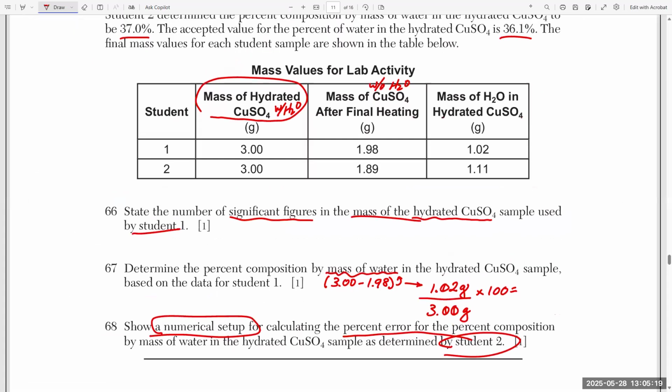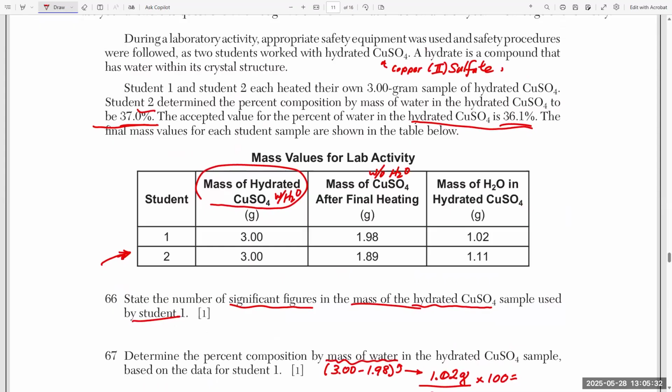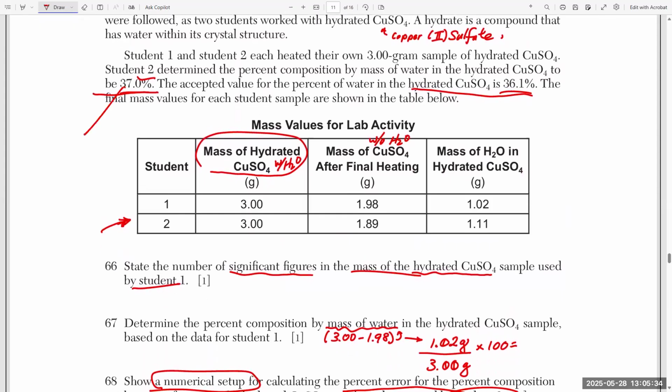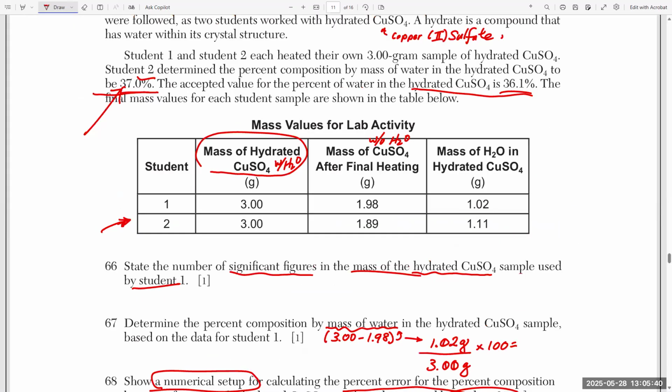All right, so you have to be careful. They gave it to you right here, right? Look at this, this is student 2, all the way up here. So you can try to recalculate the numbers and waste your time, but they already gave it to you here, right? This is the measured value. Student 2 measured this, but the accepted value is this. They literally gave it to you.